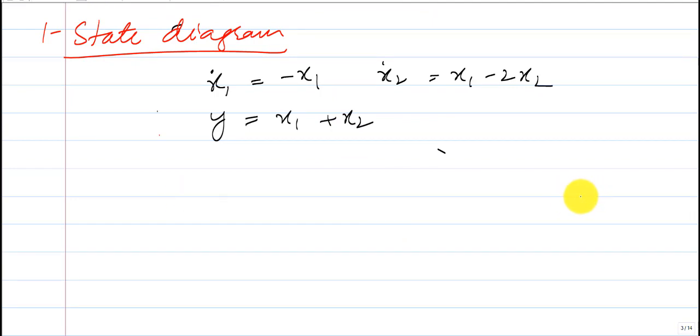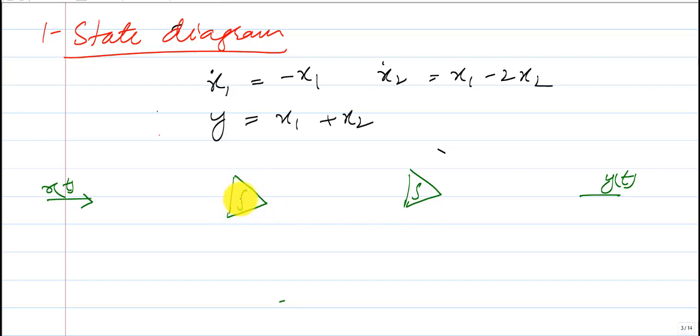So first of all, we know that this is y of t, the output, and we have here r of t as the input. Now we have these two states for this system, so we must have two integrators.